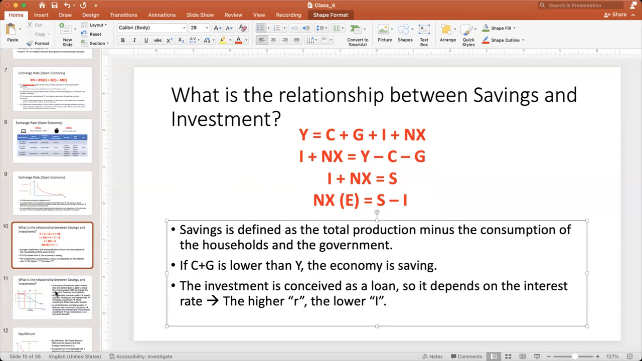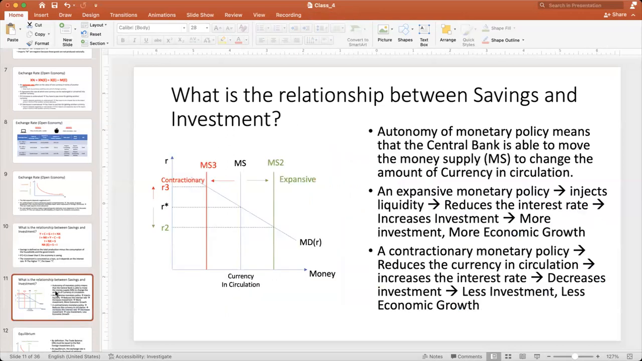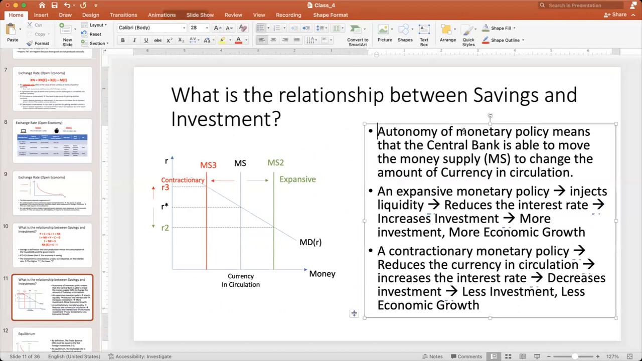But what is the relationship between savings and investment? And this is very important. Why? Because the relationship between savings and investment will define something that is very crucial in this chapter, which is the autonomy of monetary policy. What is the autonomy of monetary policy? Well, it means that the central bank is able to move the money supply to change the amount of currency in circulation.